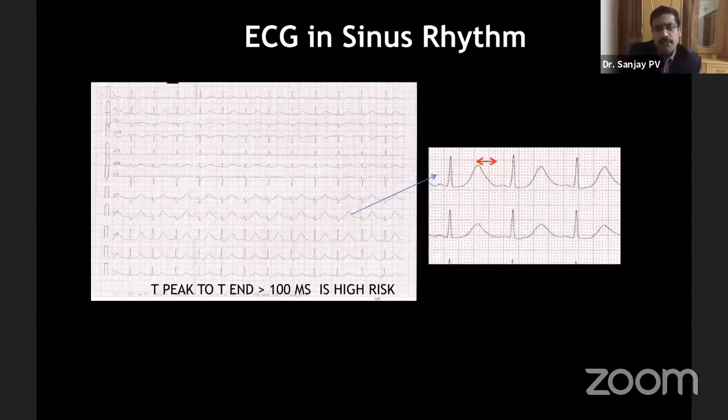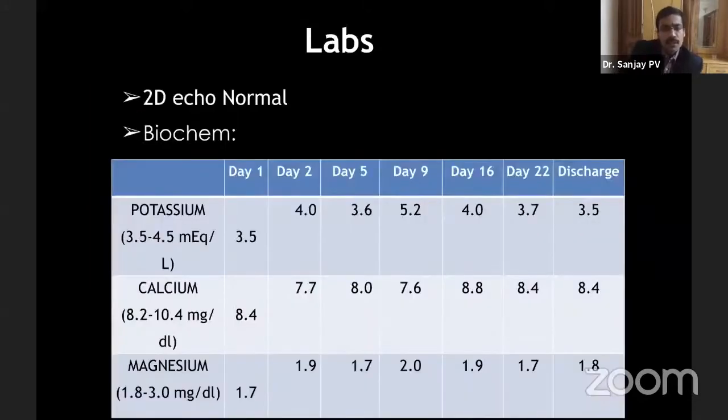The peak of the T wave to the end of the T wave. There are studies which show, even in congenital long QT syndrome or in patients who have acquired long QT, if the peak of T wave to the end of the T wave is more than 100 milliseconds, the patient is at high risk of torsades. So this patient, her initial admission potassium was very low, and there was low magnesium.